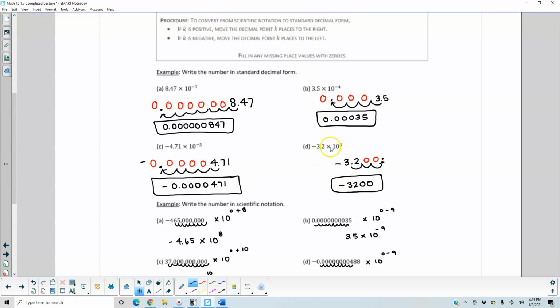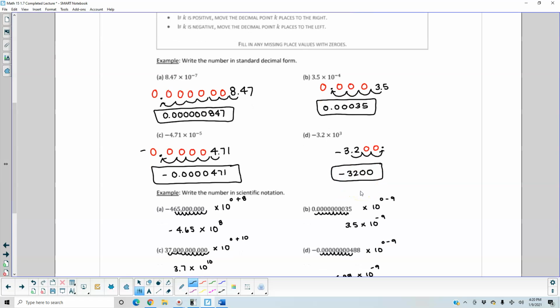Next, we have negative 3.2 times 10 to the 3rd. So we write the number negative 3.2, and since it's positive 3, we're moving the decimal place to the right 3 times. So we're going to move over 1, 2, 3, and that gives us negative 3,200.